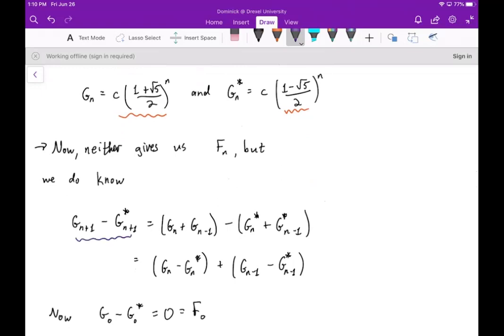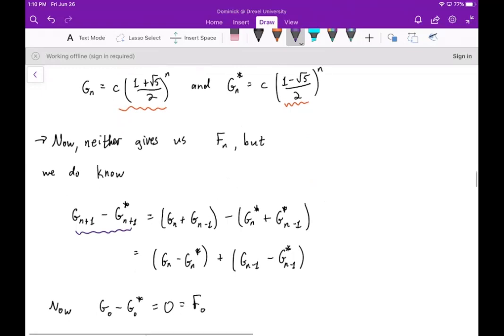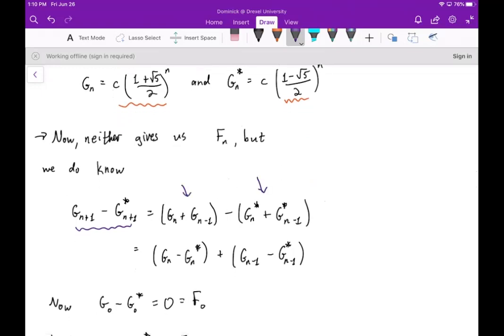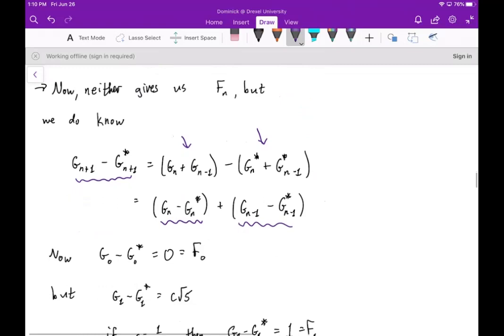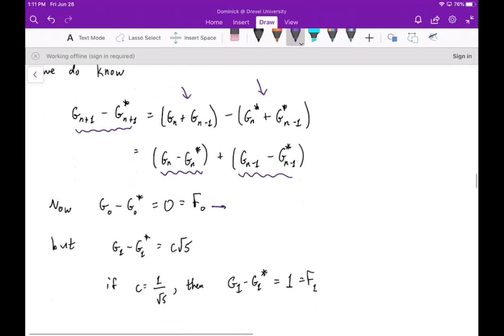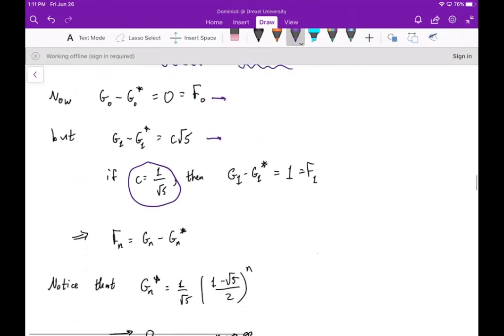that if we take g sub n plus 1 minus g sub n plus 1 star, we can plug in their recurrence relations here and rearrange to get g sub n minus g sub n star plus g sub n minus 1 minus g sub n minus 1 star. Now, if we look at g minus g star for n equal 0, we'll find that the first one works out well because we get 0. And if we look at n equal 1, we get c times square root of 5. Now, if c is 1 over square root of 5, then we have it, because then we get the first Fibonacci number.